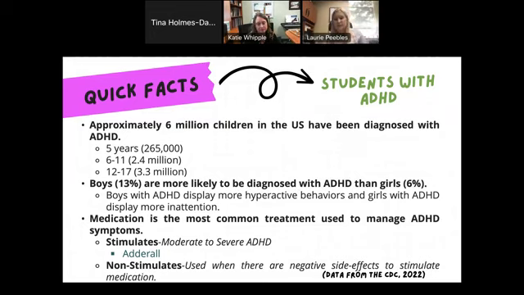There could also be a non-stimulant medication in effect. But this is where, as teachers, we need to communicate with parents and be a united front to find the best medicine that's going to allow our students to succeed.